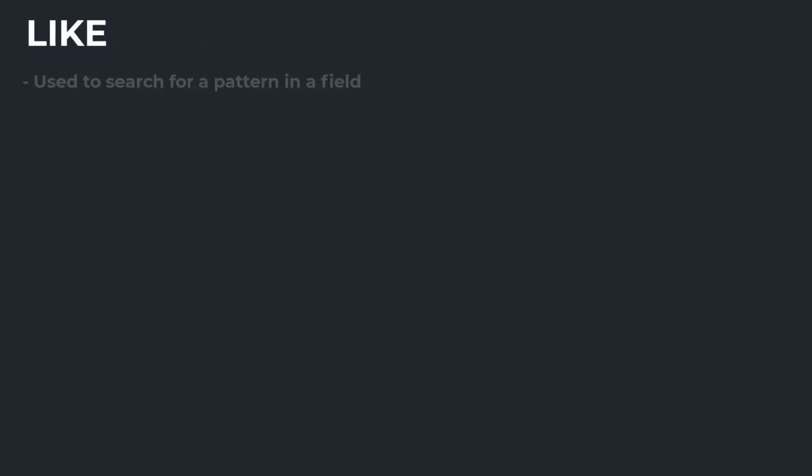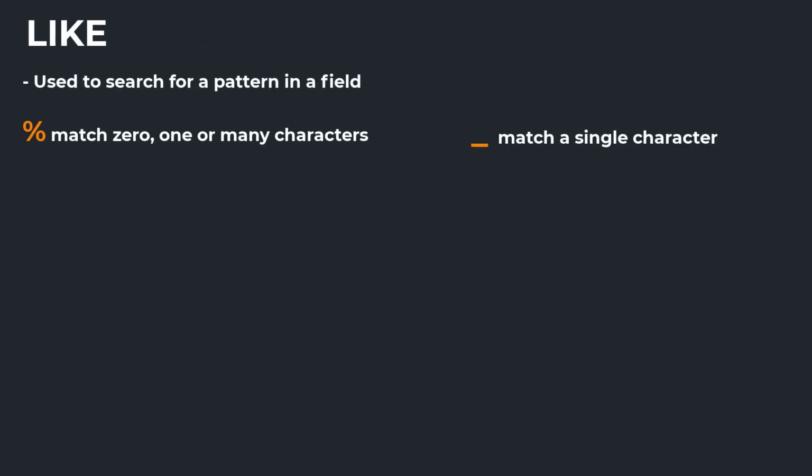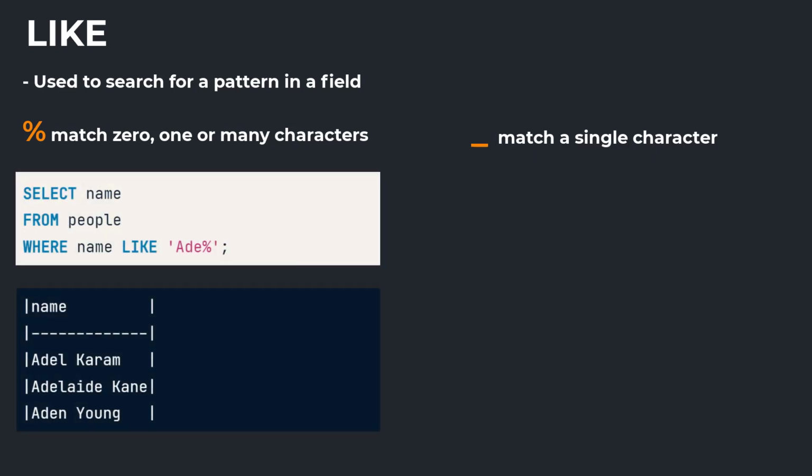In SQL, we can use the like operator with a where clause to search for a pattern in a field. We use a wildcard as a placeholder for some other values to accomplish this. There are 2 wildcards with like, the % and the underscore. The % wildcard will match 0, 1, or many characters in the text. For example, the query on the left matches people like Adele, Adelaide, and Aiden.